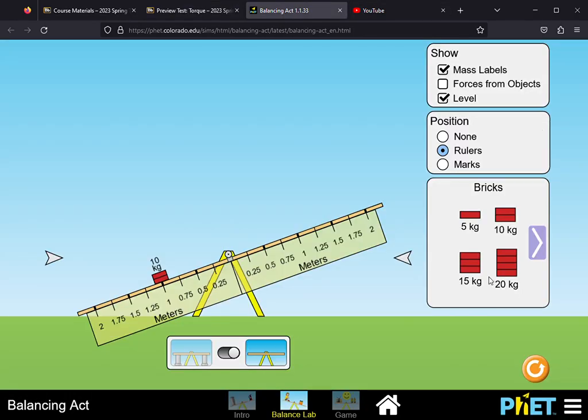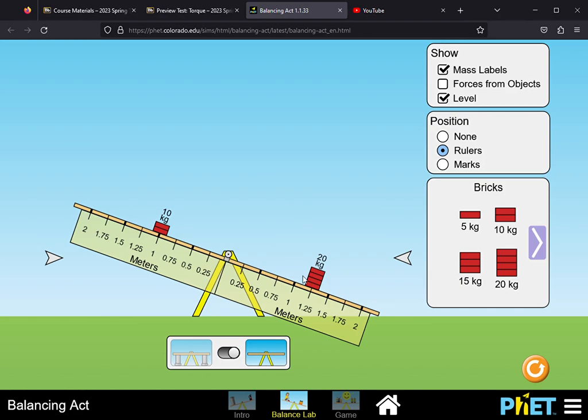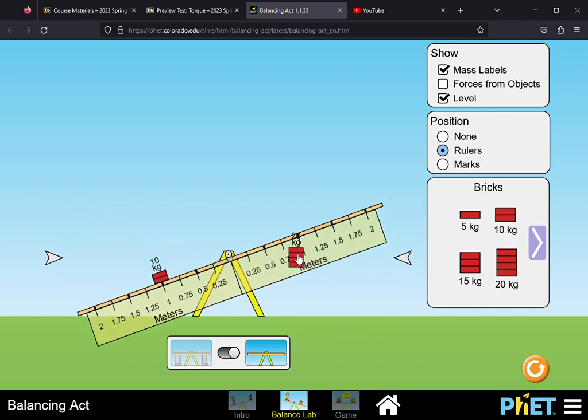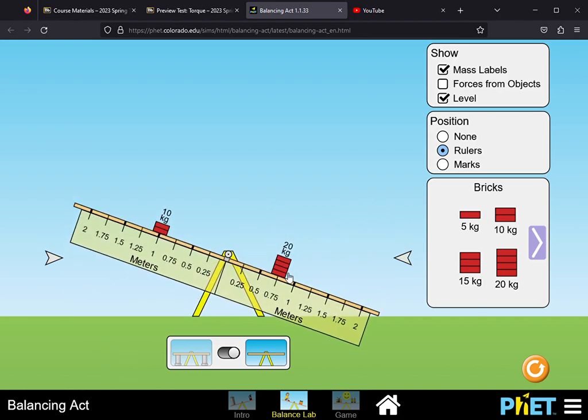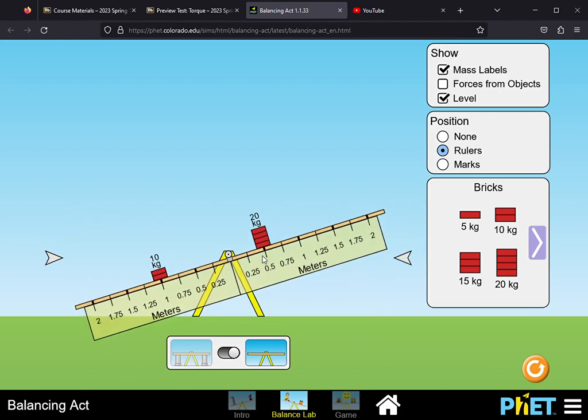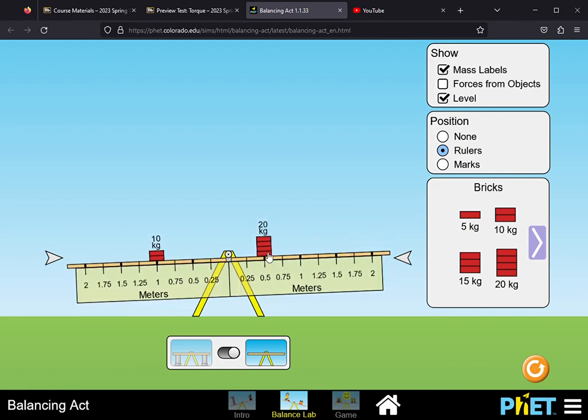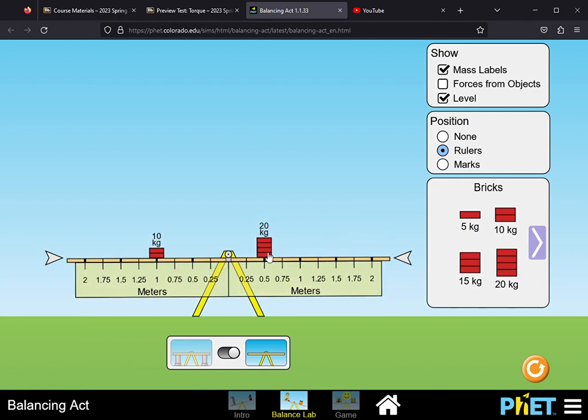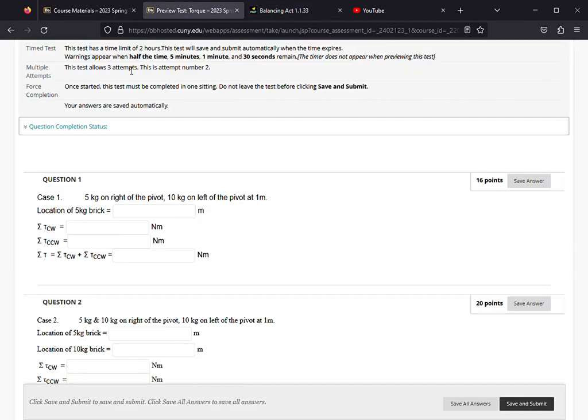Instead of 5 kilogram, I'm going to use 20. If you put it anywhere, you will see it's not going to be balanced, and 20 is more than 10, so it's going to be asking for a closer location than 1, as you can imagine. So you're going to just try different locations and see that 20 is going to be balanced at 0.5. Instead of 20, you need to use 5 and do this, and record the location that you're asked to enter.